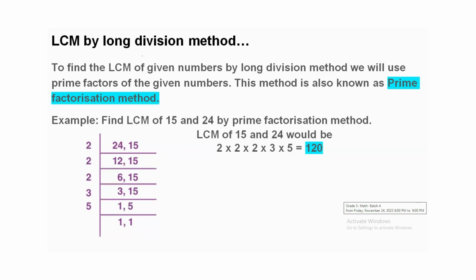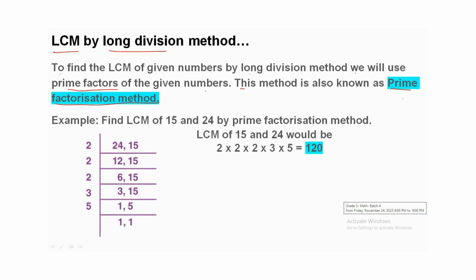You do not commonly learn this in normal school in fourth grade. So we are going to learn it here for the SASMO and IMOCSEA exams. This is the long division method to find the LCM, and here we are using the prime factors of numbers. Now, to find the LCM of the given numbers by the long division method, we will use the prime factors of the given numbers. This method is also known as the prime factorization method.